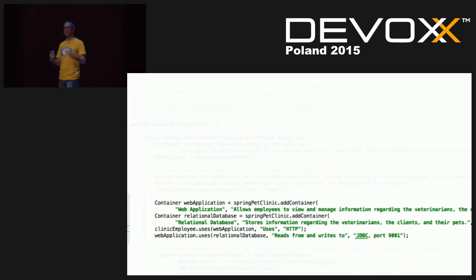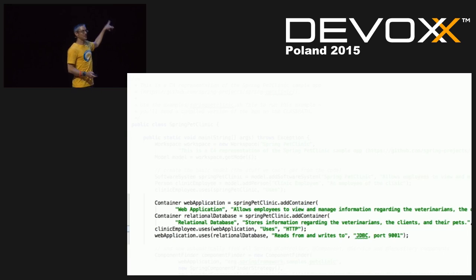Pinch to zoom in, the containers. What does the containers bit look like? Well, essentially, it's a web app talking to a database. That's it. So again, I'm just going to model that in code. I'm going to create a container as a web app, give it some properties. Likewise with the database. And then I'm going to say the clinic employee, the user, uses the web app, and the web app uses the database. So again, I'm just wiring together these bits of the model.